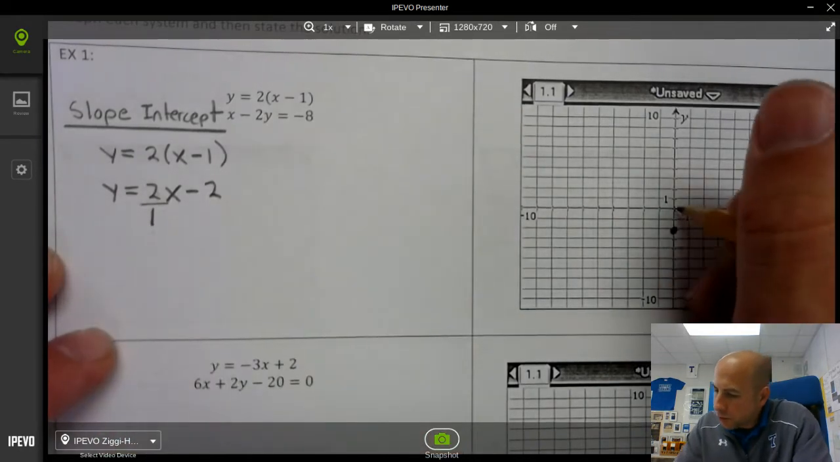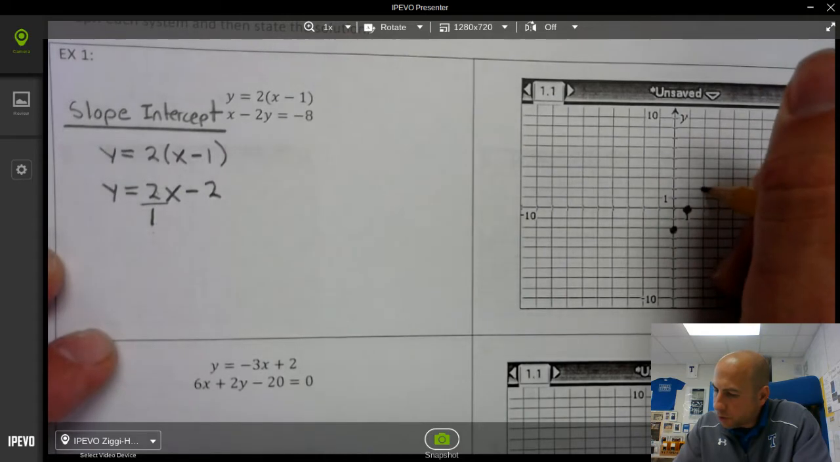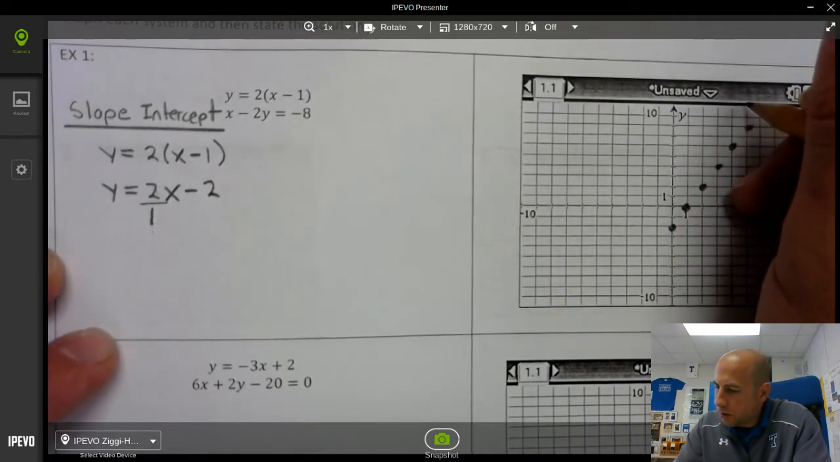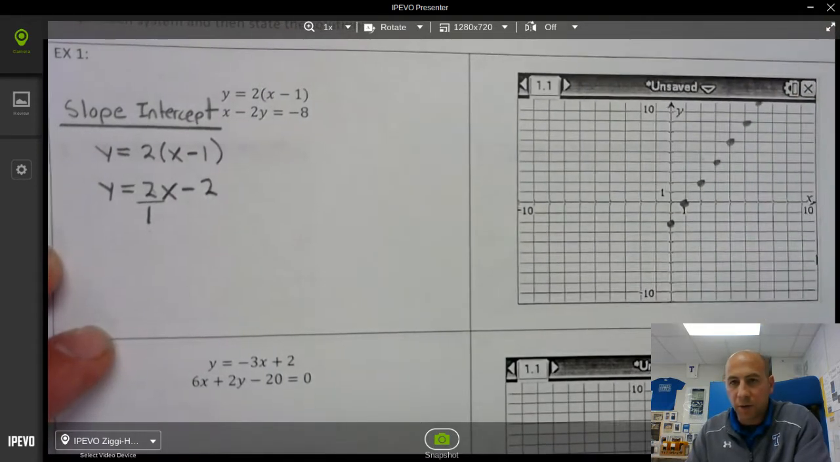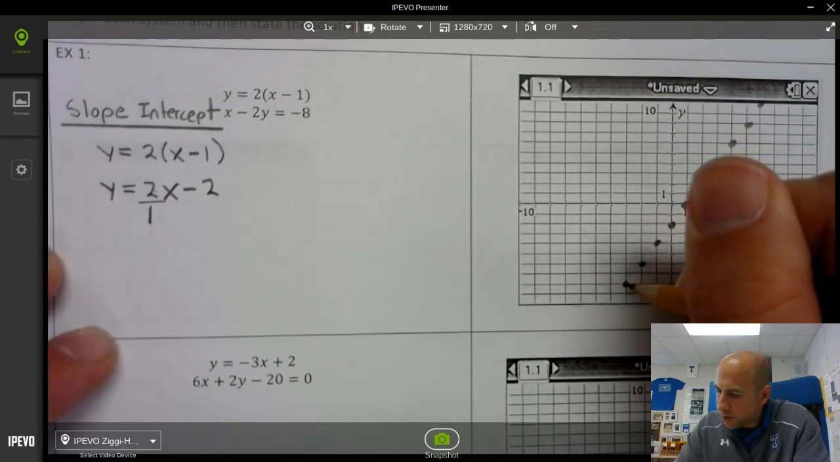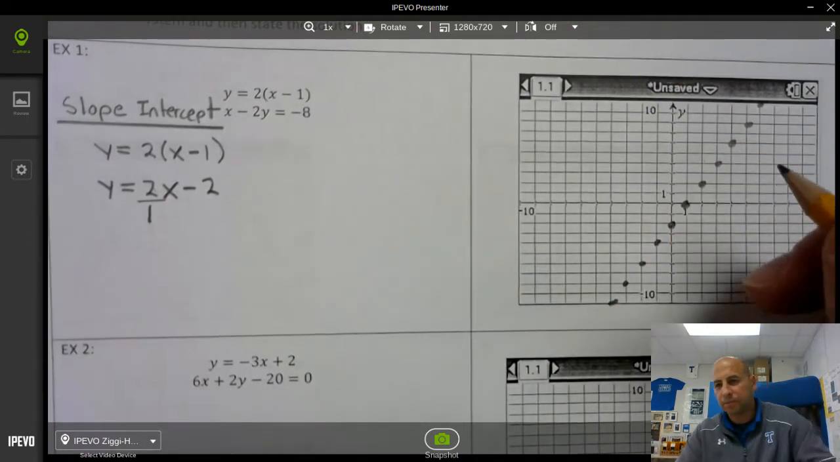Okay, so from here we go up 2, to the right 1, and keep repeating that. And then you go in the other direction, down 2 to the left 1, and repeat that.